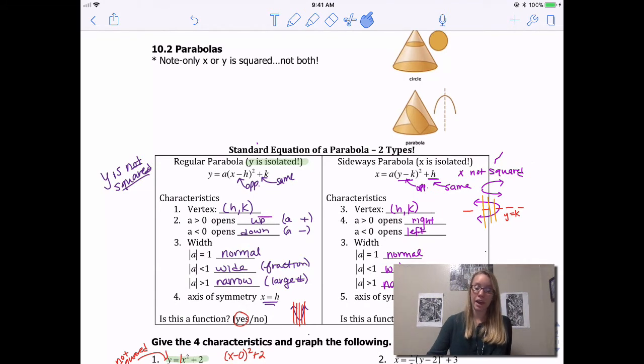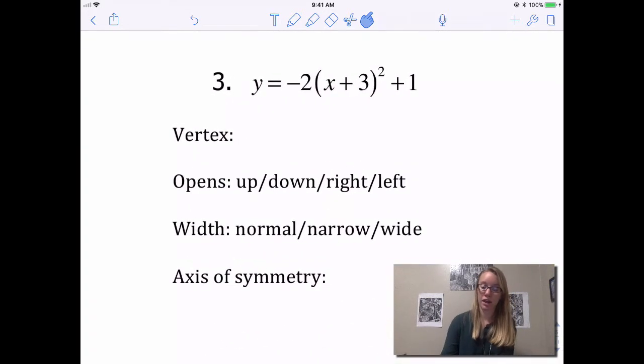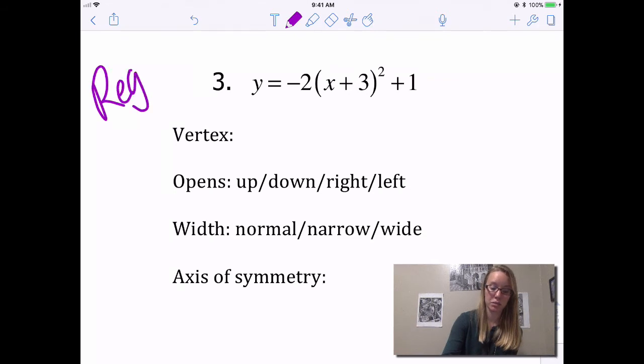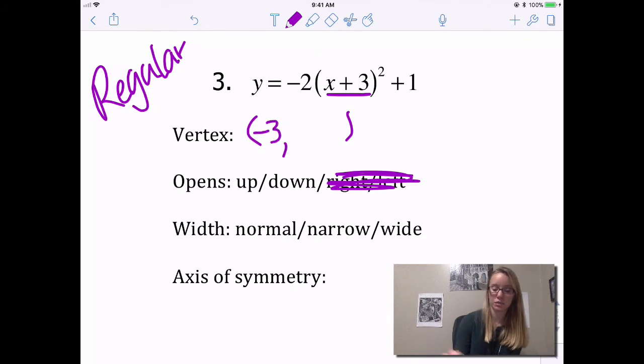Okay, so you have to know where the a is. You have to know when the x value is with h and when the y value is with k. So let's look at a couple more. We've got y equals. So when it's a y equals parabola, this is a regular parabola. So I would get rid of right and left right away. Okay, the vertex, my x value is the thing in parentheses. The x value is with x, so I get -3. And then y is by itself, the 1 is by itself. So the y value is just 1.